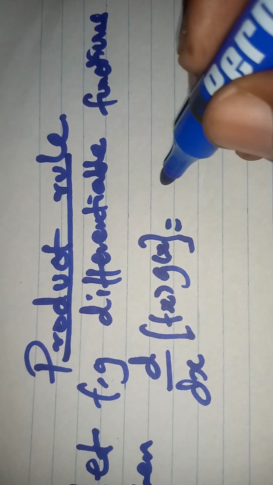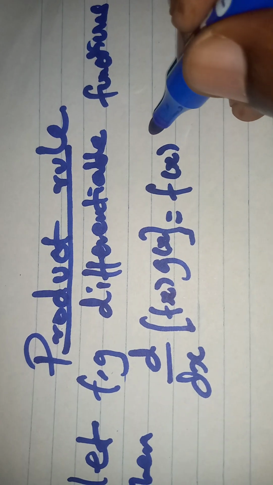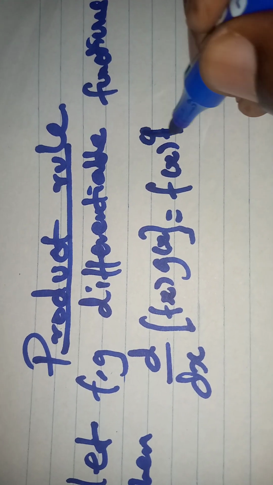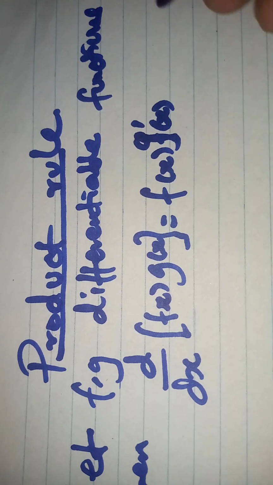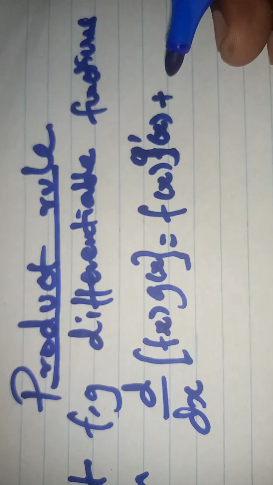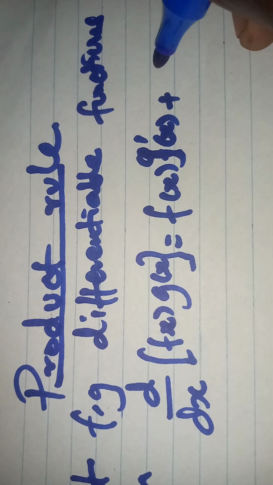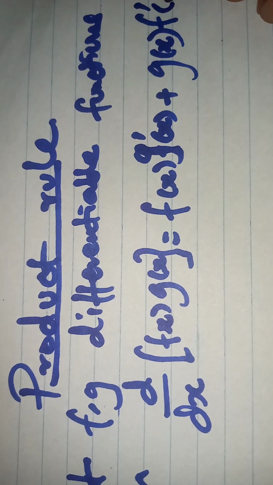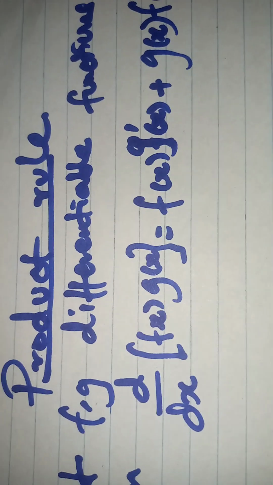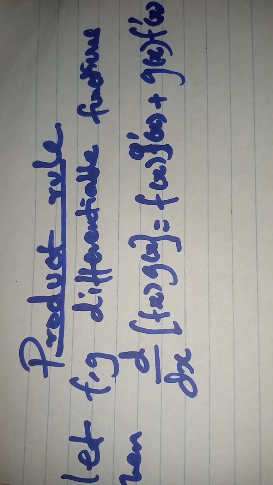is going to be: I take the function of f and multiply it by the derivative of the function g, and then add it to the function g multiplied by the derivative of f. That is what the product rule simply means.